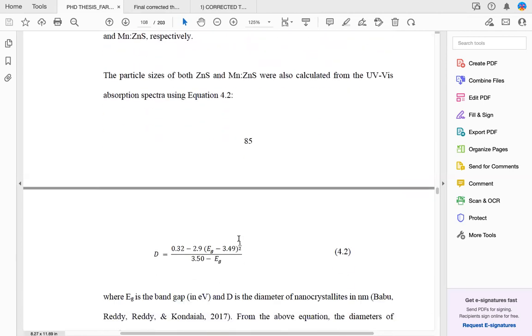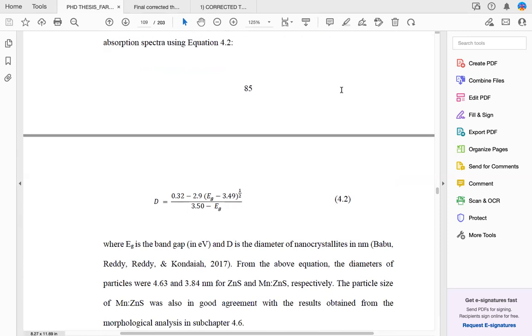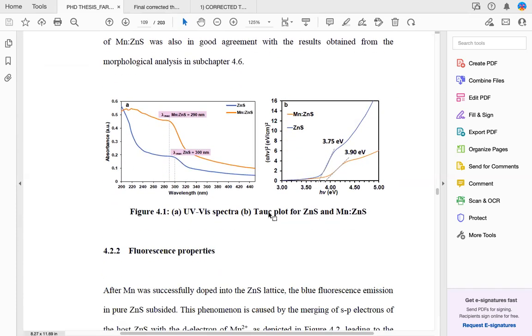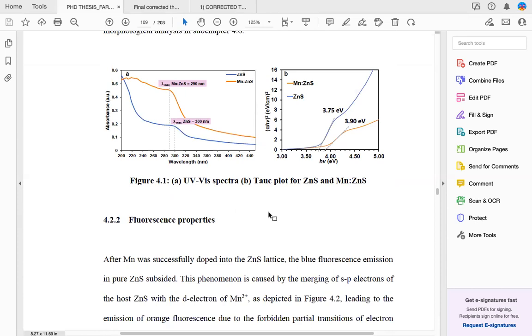This is another equation. You can see the numbering of the equation must be correct, throughout the thesis, throughout the chapter. All right. So let's look at another. Some of you have done fluorescence as well, I believe so.